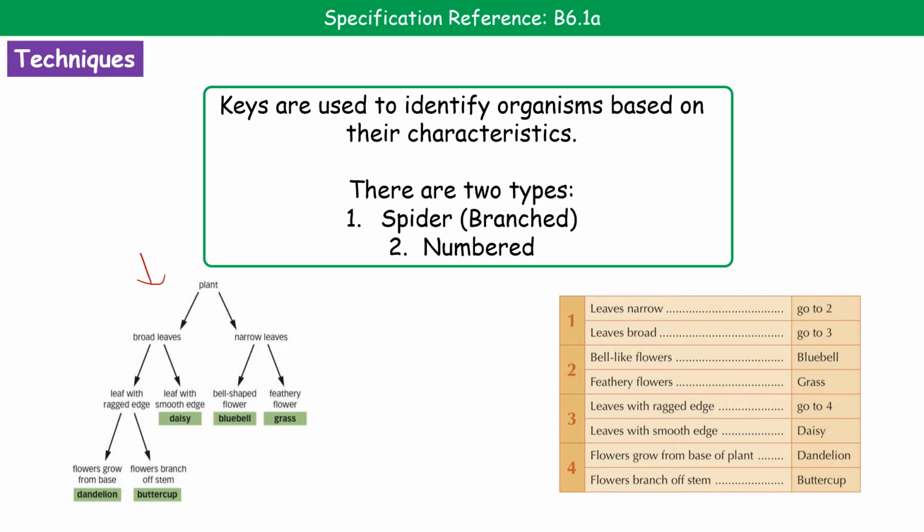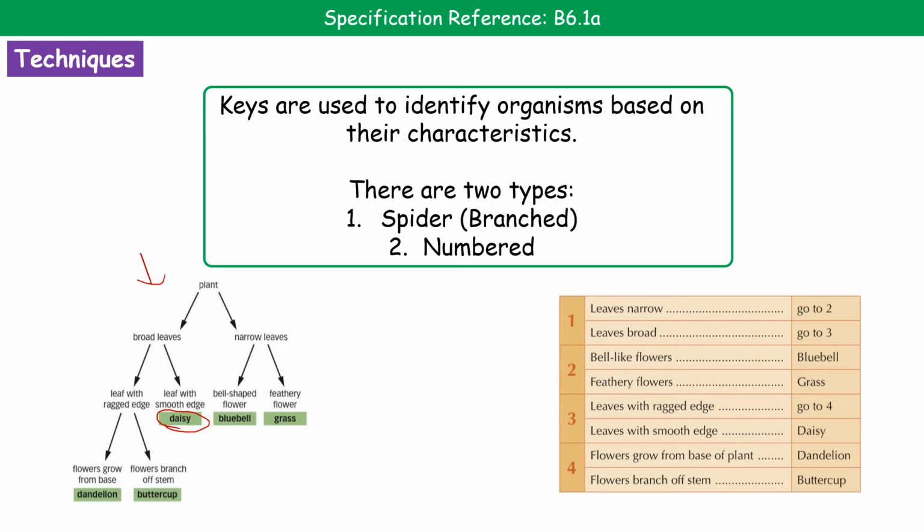Start off, we have a plant in front of us. Then we're going to have a look at the plant. If it has broad leaves, we go to the left. If it has narrow leaves, to the right. If for the sake of this, our plant has broad leaves, and then we look at the edge of the leaf. Is it ragged or is it smooth? In this case, it's got a smooth edge, therefore it is a daisy. Easy. The numbered keys, pretty similar. It's just like one of those choose your own adventure books you might have read as a kid.